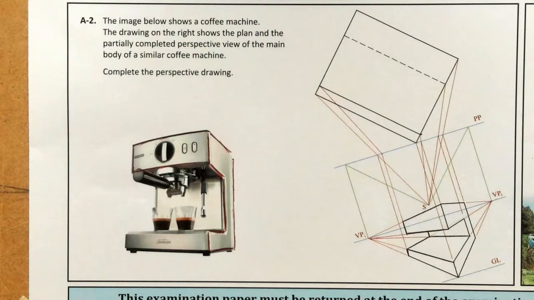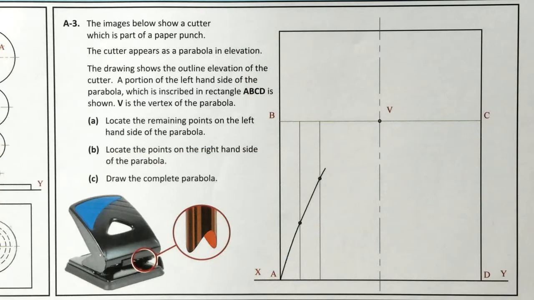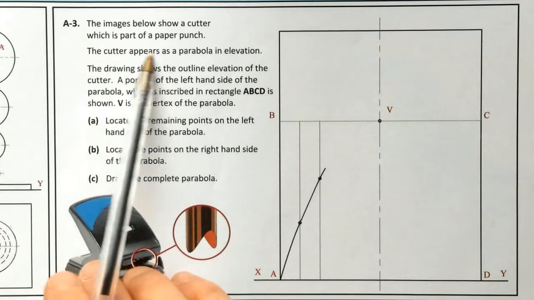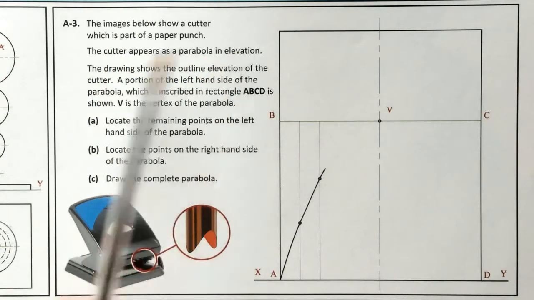So we're going to move up to the top right now on A3. A3 says the images below show a cutter which is part of a paper punch. We've all seen a paper punch before, anytime you're putting something into a folder. It says the cutter appears as a parabola in elevation. You can see here they've got a detailed view of the cutter point, and we can see the parabola inside here, that parabolic shape.